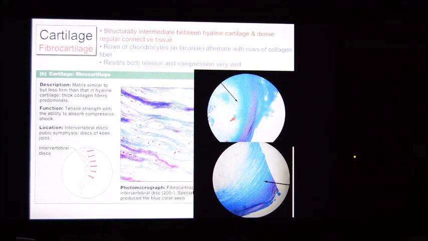The gist of it is that your intervertebral discs act like tiny little shock absorbers, absorbing energy that can further go in and damage your spinal cord itself.